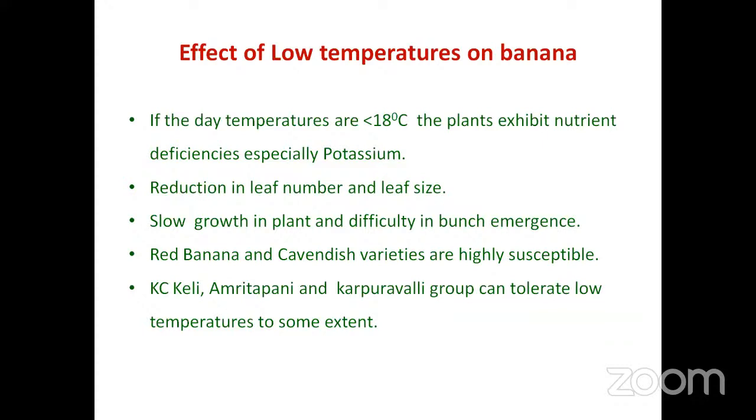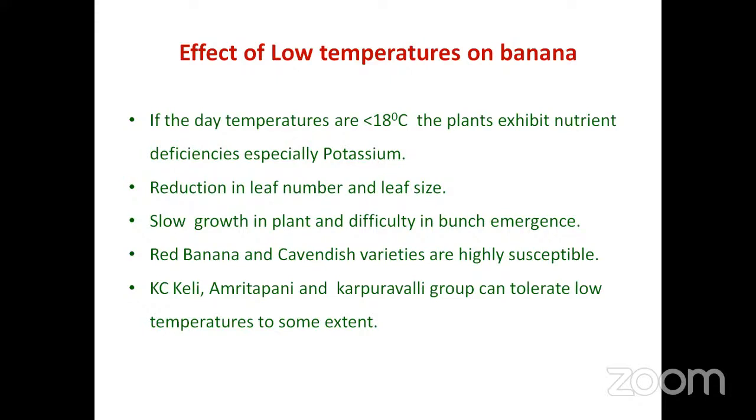Coming to the effect of low temperatures on banana, if the day temperatures are below 18 degrees centigrade, especially in Andhra Pradesh state, the plants exhibit nutrient deficiencies, especially potassium, because at lower temperatures the plants will not be able to absorb the nutrients from the soil. So we observe many micronutrient and also potash deficiencies. Low temperatures also result in a reduction in leaf number and leaf size. The growth of the plant is also very slow, which results in difficulty in bunch emergence.